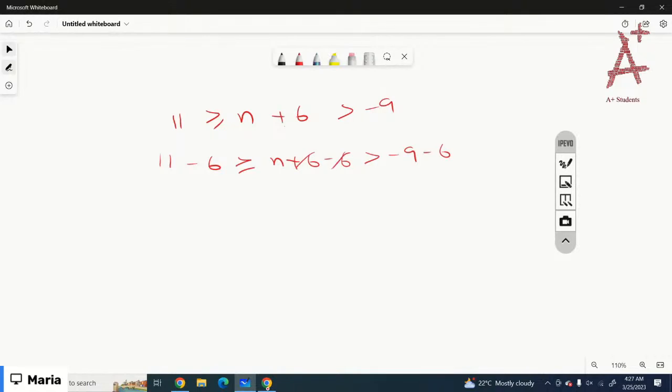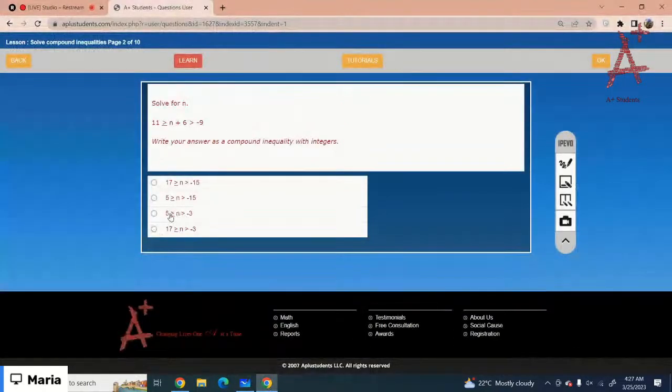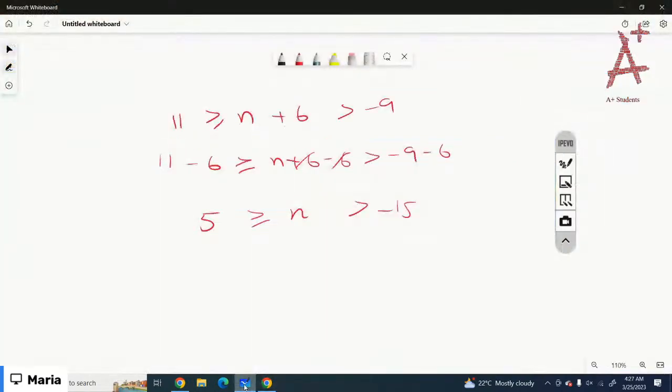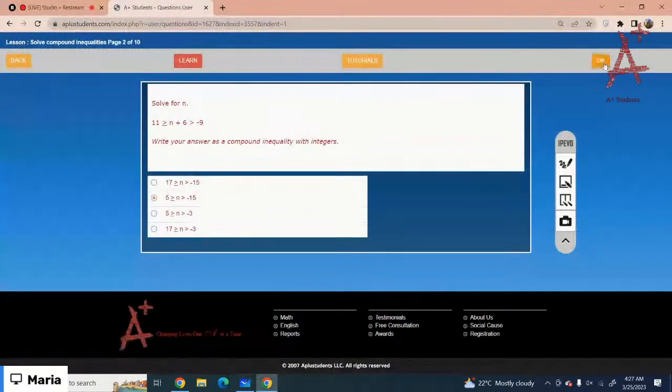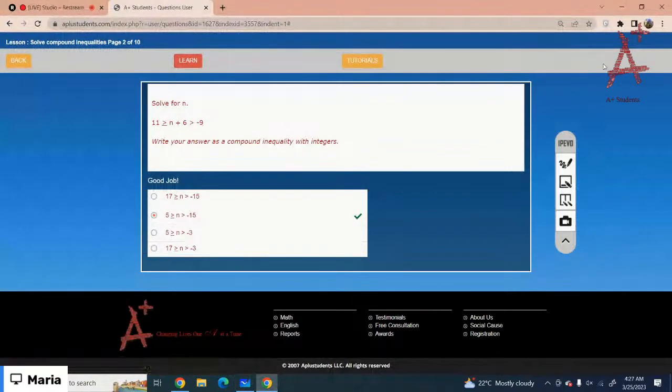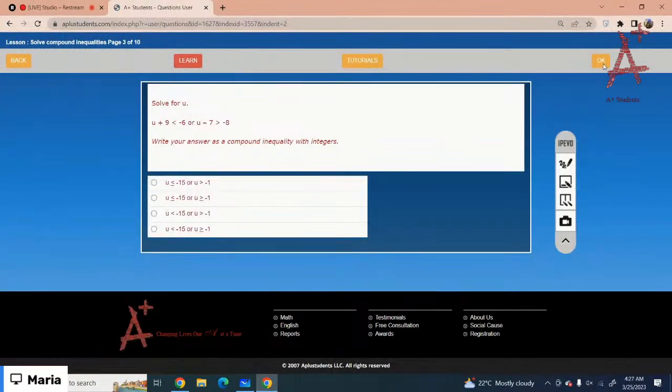So 6 minus 6 is 0, 11 minus 6 is 5, 5 is greater than or equal to n, and negative 9 minus 6 is negative 15. Got it? That means n is between 5 and negative 15. So the solution for the inequality is 5 is greater than or equal to n is greater than negative 15. Option number 2 is the correct option. Got it?